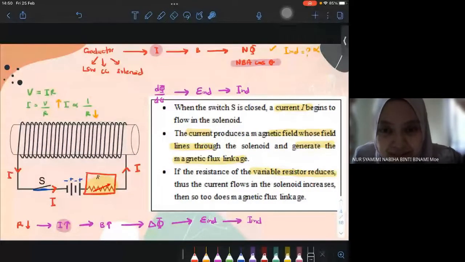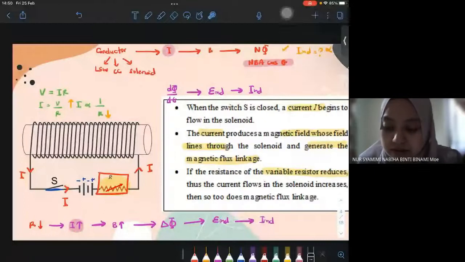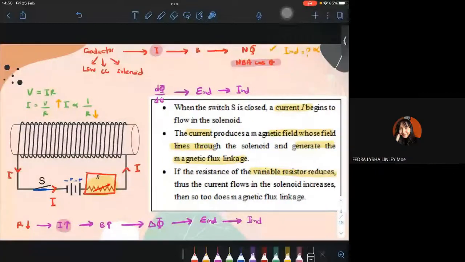Sekejap, line saya tak stable ni. Okay, apa dia? Fedra, Alicia. Dengar suara saya tak? Okay, apa dia Alicia? Faham, madam.